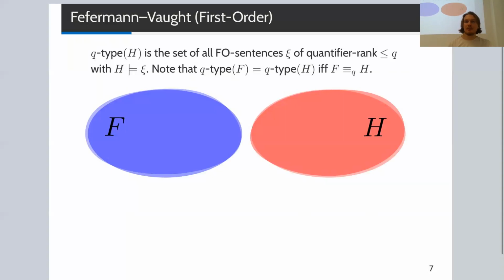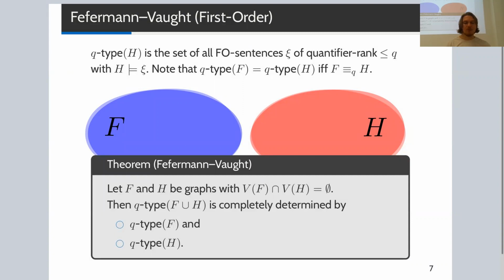If not, then I wanted to show another application of our duplicator-spoiler games that maybe becomes a little bit surprising. You can also use it to prove the Feferman-Vaught theorem. So we're going to focus on the case of first order logic and disjoint graphs. Now we have two graphs F and H. We're going to show that the Q type of the union of F and H is completely determined by the Q type on F and the Q type on H. And again, the Q type of a graph is the set of all first order sentences of quantifier rank at most Q that are true in the graph.